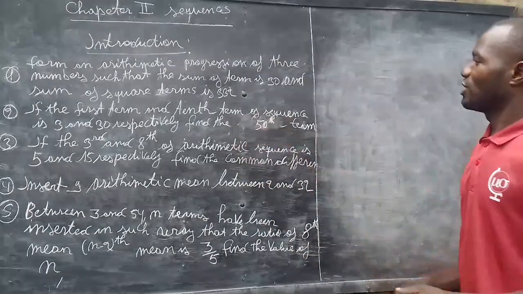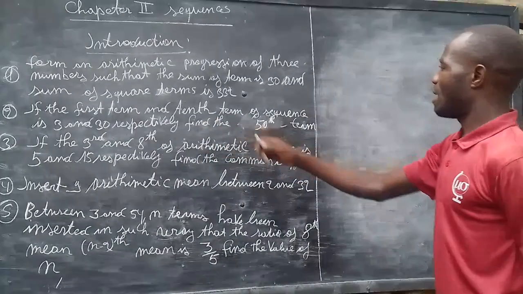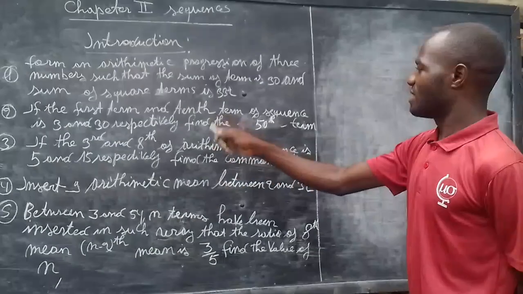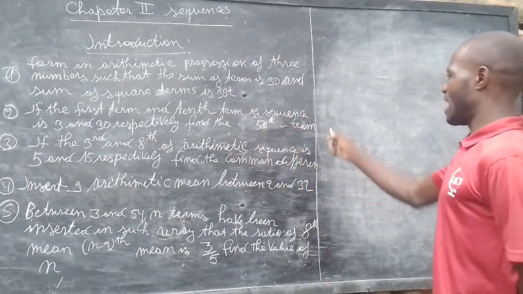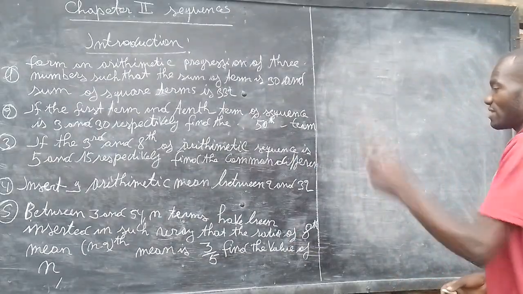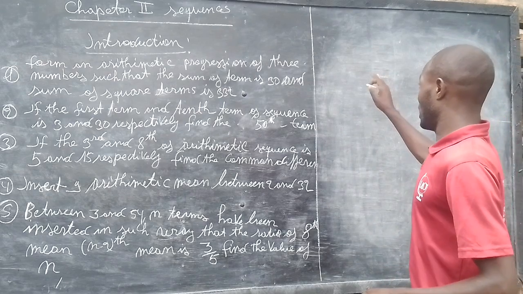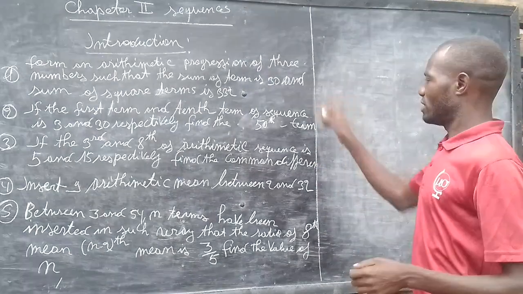For the second question, we are asked: if the first term and the 10th term of the sequence are 3 and 30 respectively, find the 50th term. Here we have the first term, and we will need a formula to guide us to solve this question.